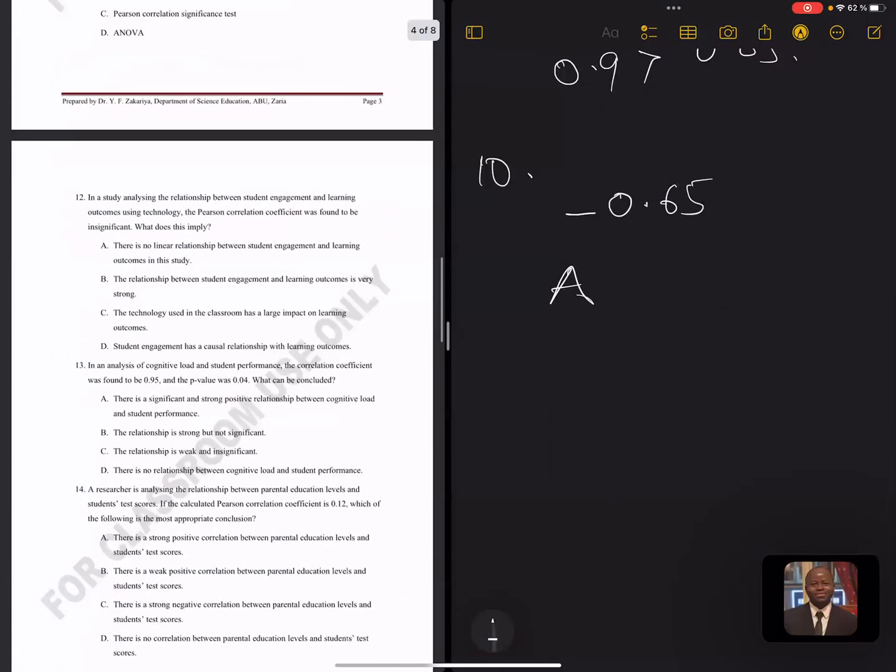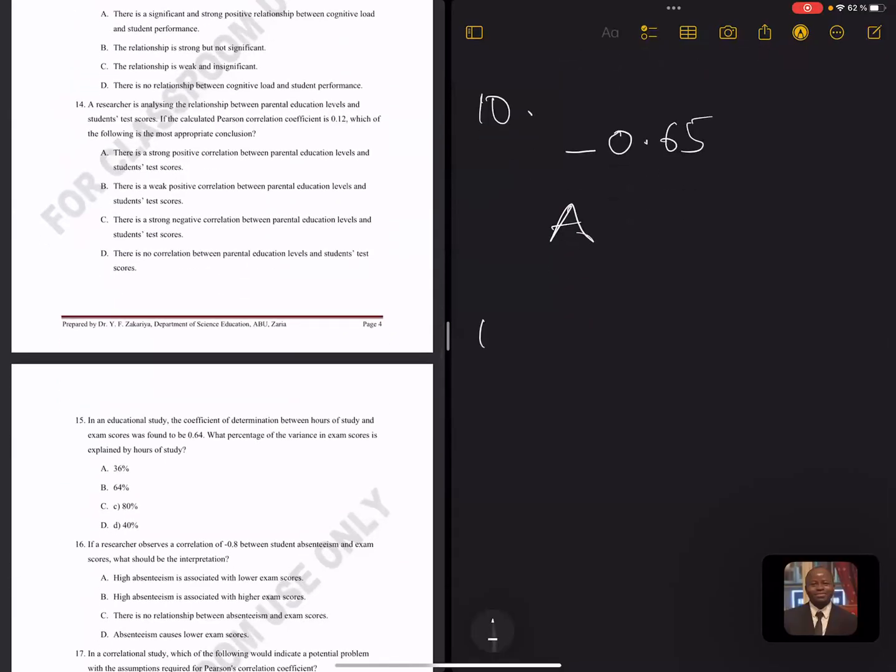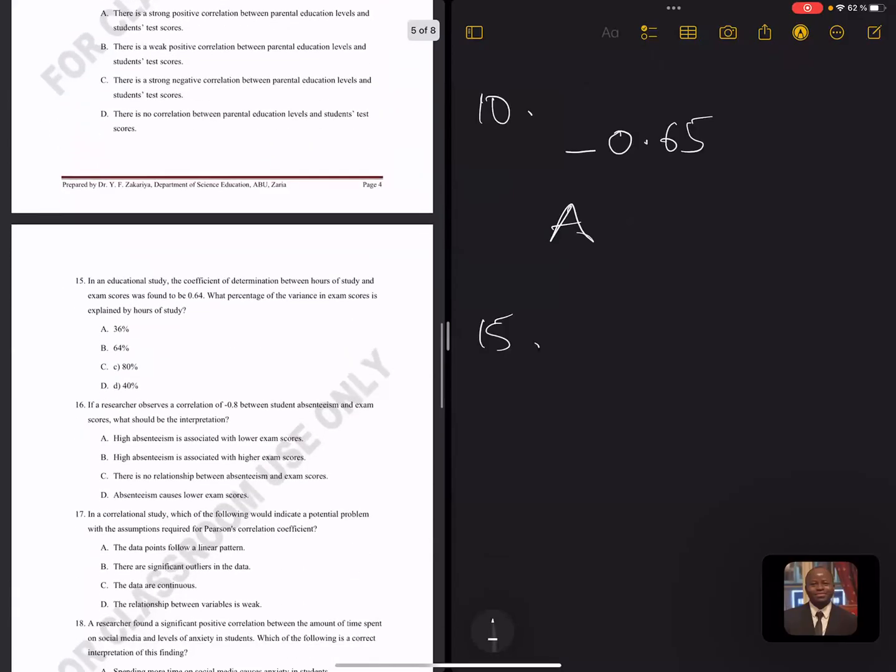I think the knowledge is sinking now. That's fine. Let's go to question 15. Question 15 says, in an educational study, the coefficient of determination between hours of study and exam scores was found to be 0.64. What percentage of the variance in exam scores is explained by hours of study?